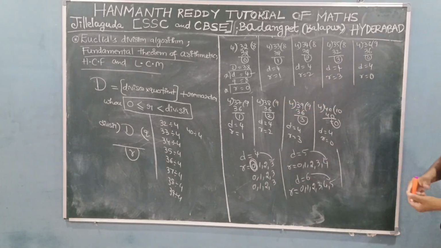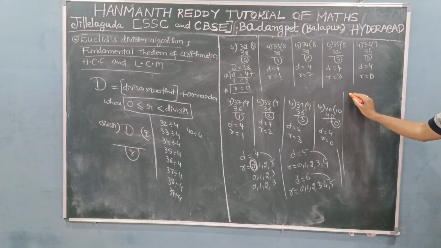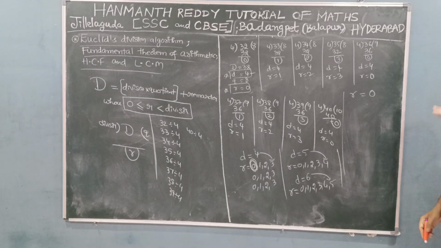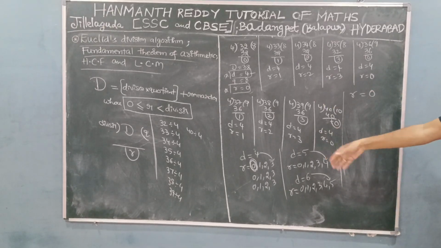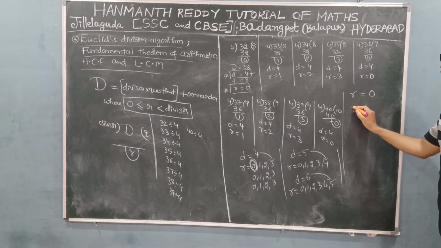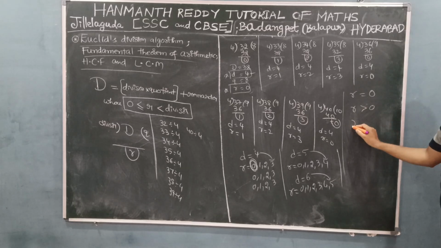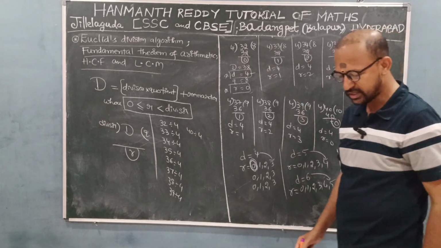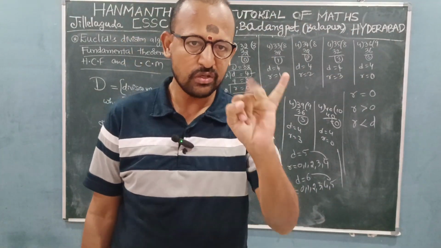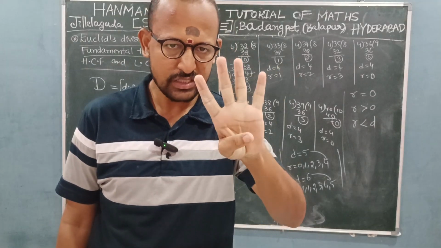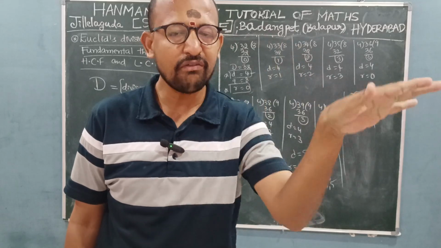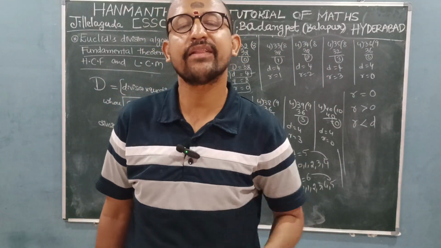So what is the condition? From all these remainders, you can observe the minimum remainder can be 0 or it can be greater than 0, and it is also less than the divisor. It can never be equal to the divisor or greater than the divisor. If the divisor is 2, the remainders are 0, 1. If the divisor is 3, 0, 1, 2. If the divisor is 4, 0, 1, 2, 3.